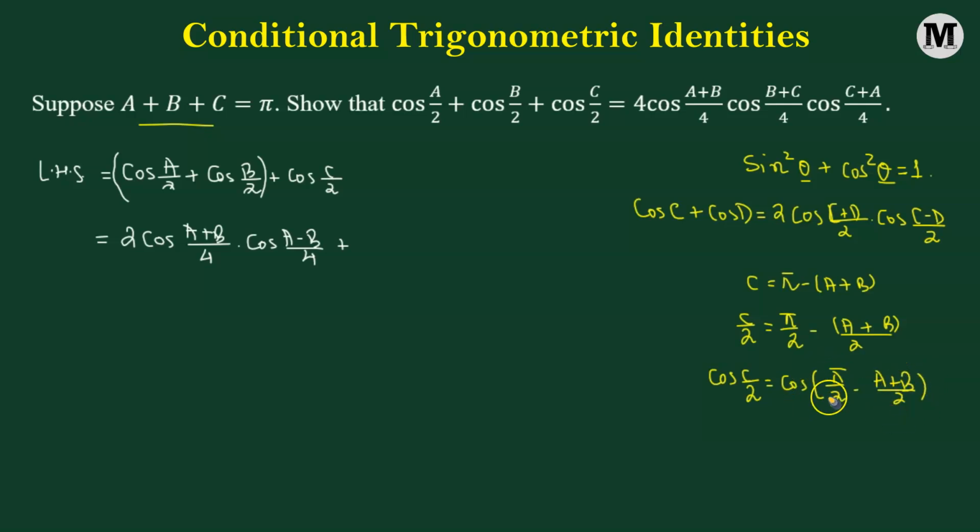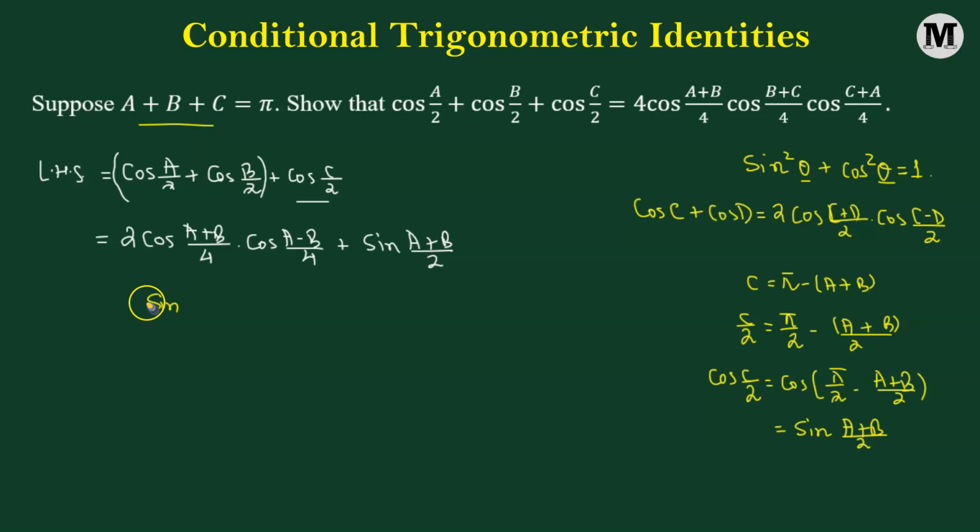Now we know that cosine of pi over 2 minus the angle theta is simply equal to sine theta. Our theta here is a plus b over 2. So we get sine of the half angle (a plus b) over 2, meaning cosine of c over 2 is going to be the same as sine of (a plus b) over 2, provided a plus b plus c equals pi. So we'll replace cosine of c over 2 with sine of the angle (a plus b) over 2. The reason we had to convert to sine of (a plus b) over 2 is that here we will be applying the half angle formula for sine.